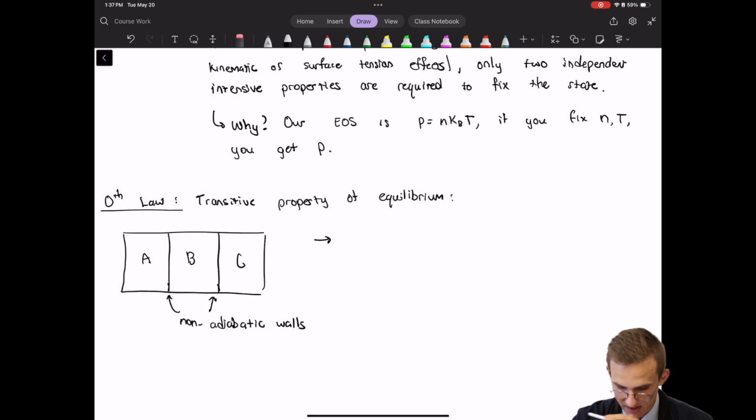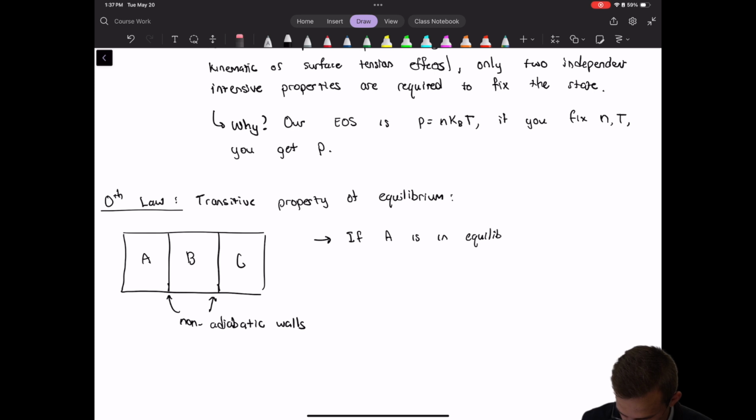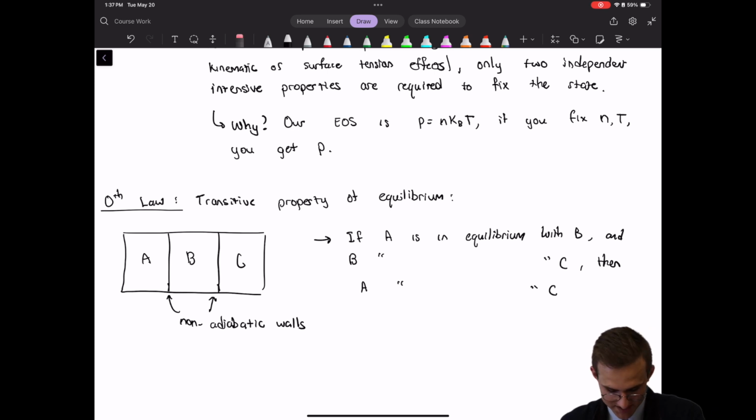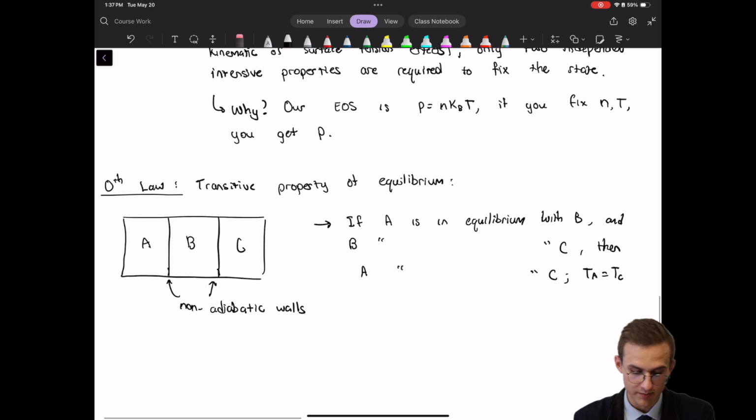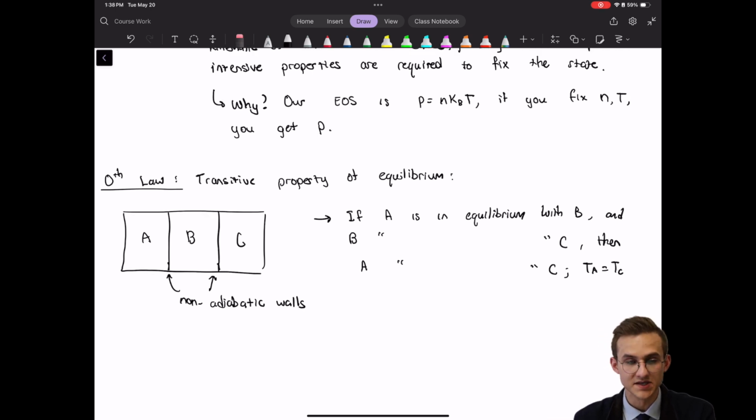Essentially what this says is that if A is in equilibrium with B, and B is in equilibrium with C, then A is in equilibrium with C. So if the temperature of A and B are the same, and the temperature of B and C are the same, then the temperature of A is equal to the temperature of C. It seems true on its face, but it still forms a fundamental law of thermodynamics, an axiom that needs to be true.